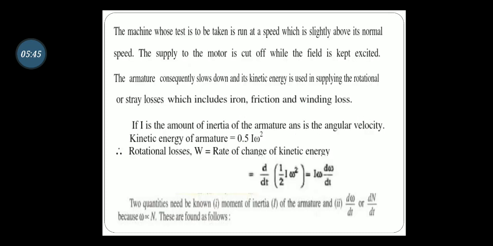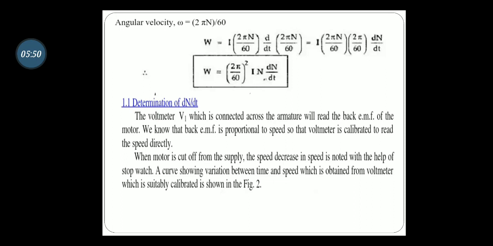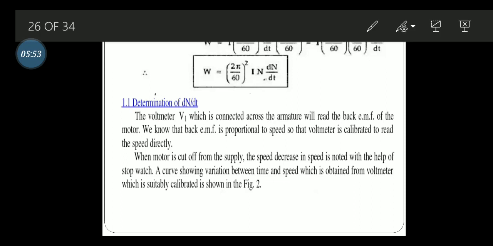You substitute in place of omega, that is 2 pi N divided by 60. Solving that equation, you get W, the rotational loss, equal to (2 pi divided by 60) whole square, I N dN divided by dt. So here we have to determine two terms. One term is the rate of change of the speed.